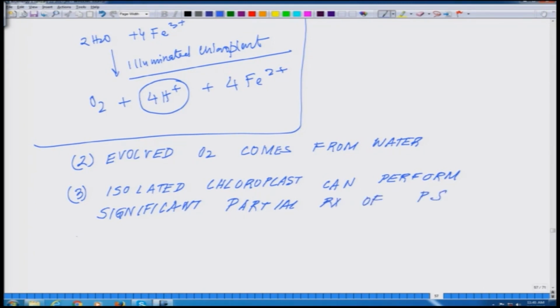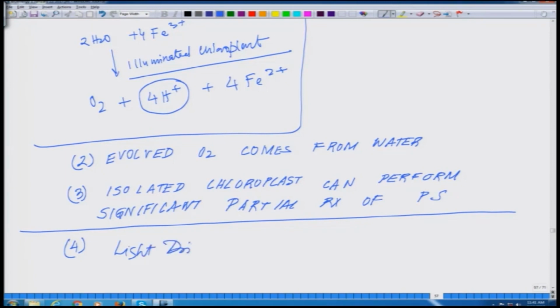Okay. And the fourth and most critical point, which will be critical for us to look at now, is that it revealed that the primary event in photosynthesis is light driven, and the transfer of electrons from one substrate to another.